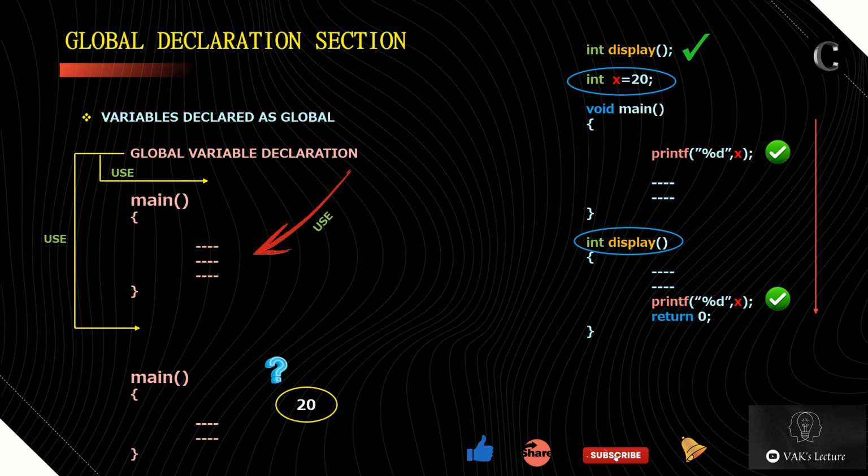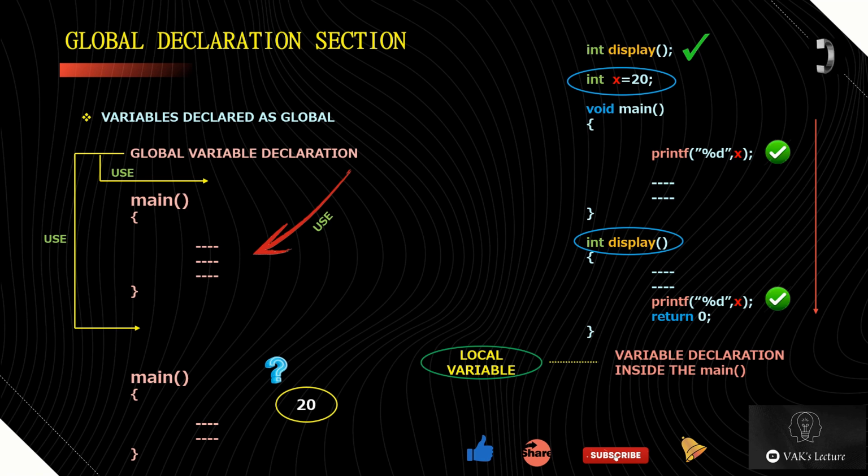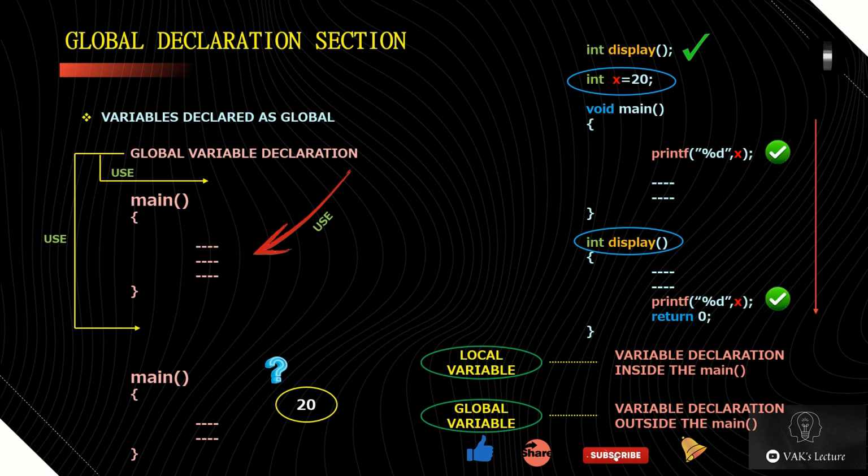If we declare any variable inside the main function, that is a local variable. If we declare the variable outside the main function, then that is a global variable. And this section is optional. This is about the global declaration section.